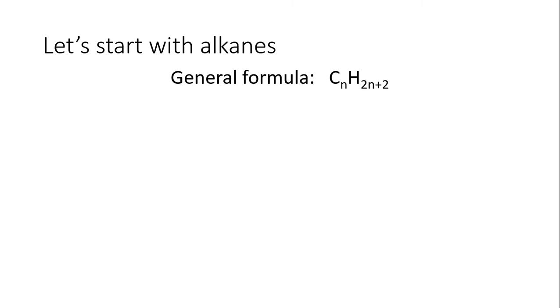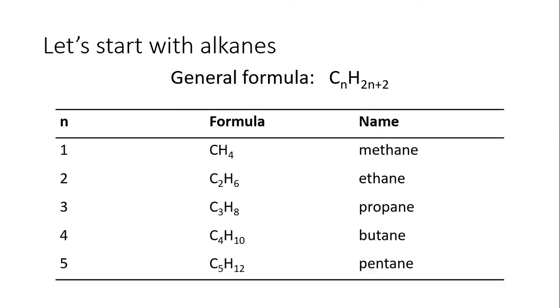So let's build a table here using this formula for the first 5 values of n: 1, 2, 3, 4, 5. For n equals 1, the formula would be CH4, and that compound is called methane. In organic chemistry, we don't use the nomenclature you learned in Chem 1A, which would essentially be carbon tetrahydride. Organic chemistry has been around for a long time, and it has its own methods of naming things, and we'll learn a few more nuances later on.